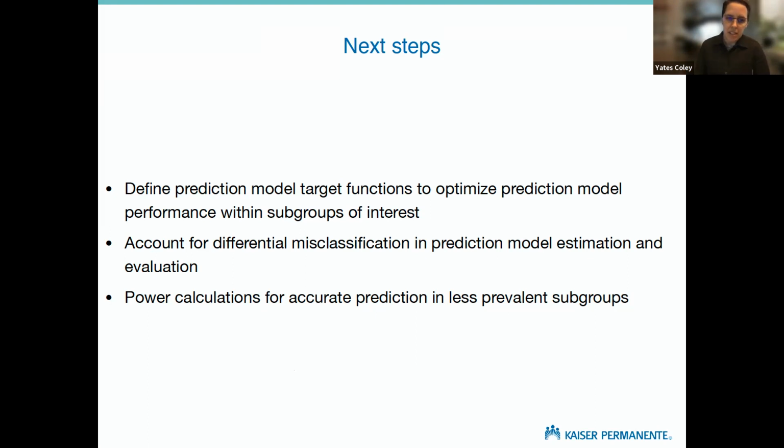And another major statistical limitation to optimizing prediction model performance within subgroups with lower prevalence is the small absolute number of events observed. So we're going to design a simulation-based approach to power calculations that'll inform the design of prediction studies with subgroup analyses.